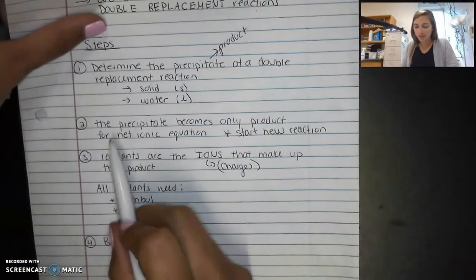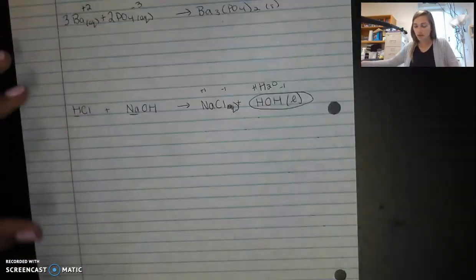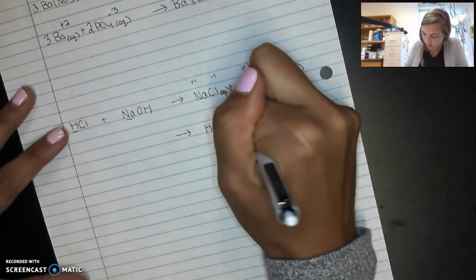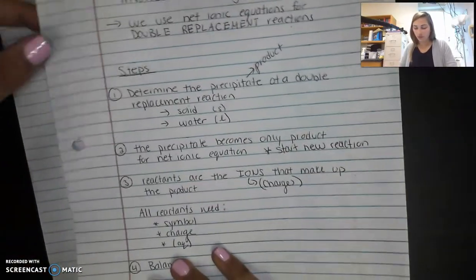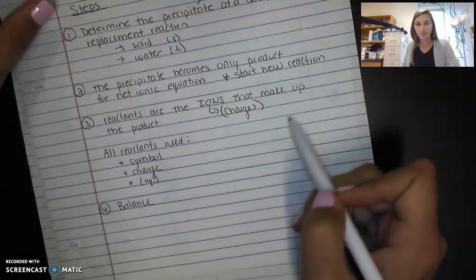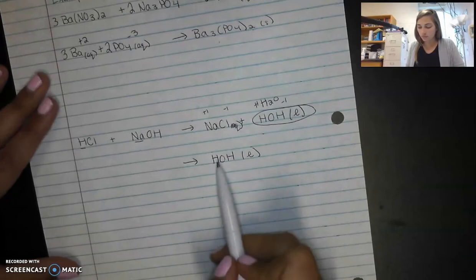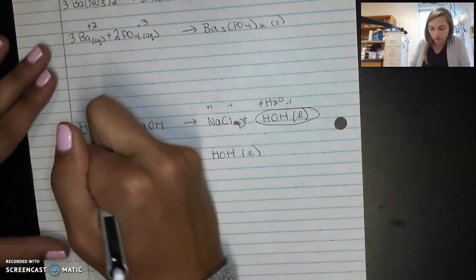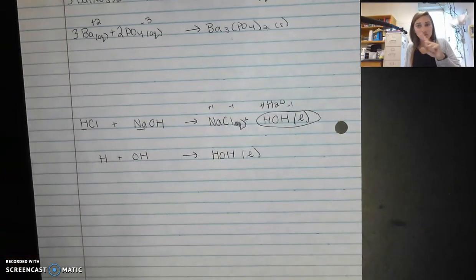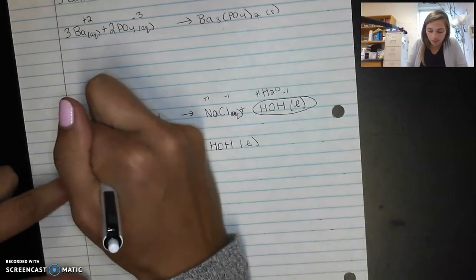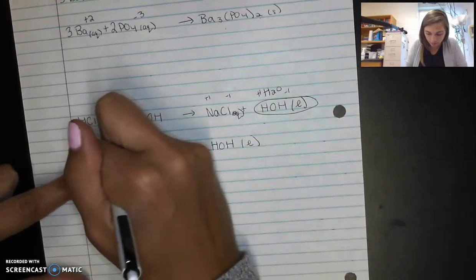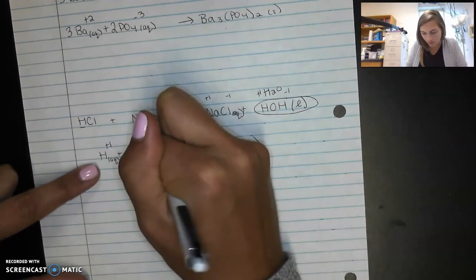Then it says the precipitate becomes the only product for the net ionic equation. So, HOH. Then we have to write out our reactants. The reactants are the ions that make up the product. Well, hydrogen and hydroxide are the 2 things that make up water. They're ions, so we need charges and states of matter. Hydrogen has a plus 1 charge, hydroxide has a negative 1 charge. Because they're ions, we always say that they're aqueous.